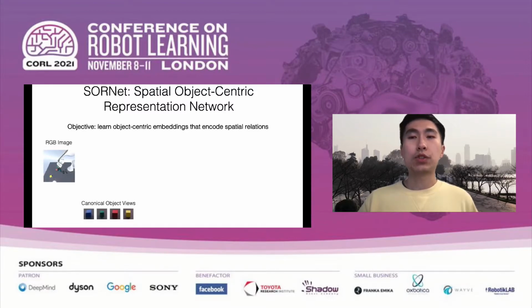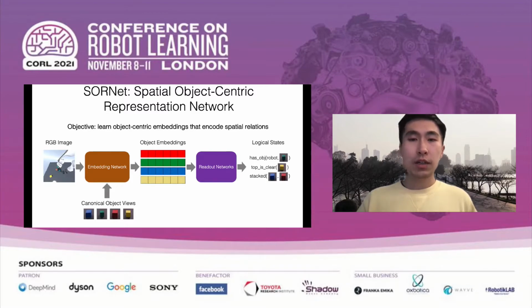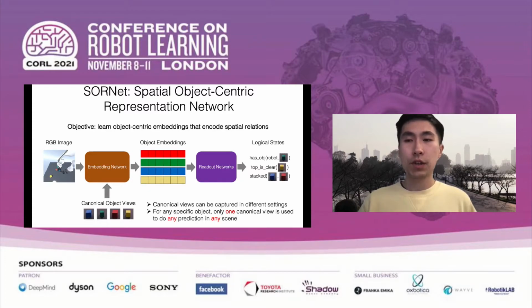The input to SORNet is an RGB image plus a set of object queries. Each object query is represented as a thumbnail image, which we call canonical object view. The RGB image and canonical object views are passed through the embedding network, which produces an embedding vector for each of the query objects. Then, a set of readout networks takes the object embedding and outputs logical states with the query objects as arguments. Note that the canonical views can be captured in settings different from the current scene. For example, we can use canonical views from simulation on real-world images. Further, for any object, only one canonical view is used to do any prediction related to the object in any scene. Thus, the canonical object views place little limitation on the applicability of our method.